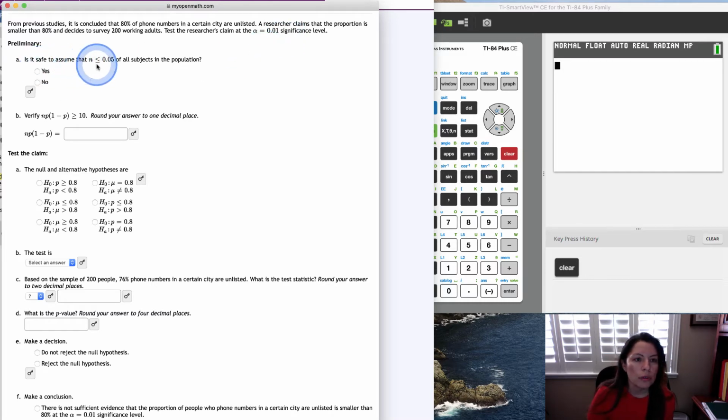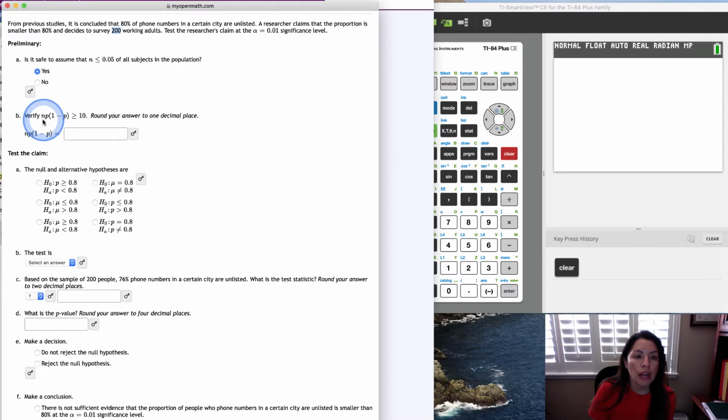Is it safe to assume that the sample size is less than 5% of all subjects in the population? Well, since our population are the number of phone numbers in a certain city, do you think a sample size of 200 is less than 5% of all phone numbers that exist in the city? Remember that one person can have up to 2 to 3 phone numbers, right? An office number, a cell phone number, or a home number. So I definitely think that 200 working adults with phone numbers is definitely less than 5% of all working adults with phone numbers in a city.